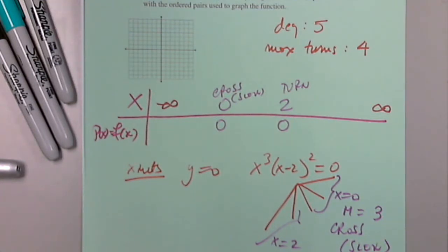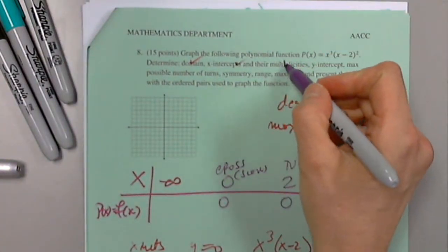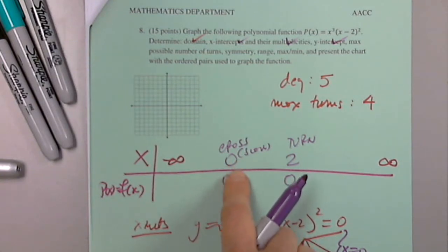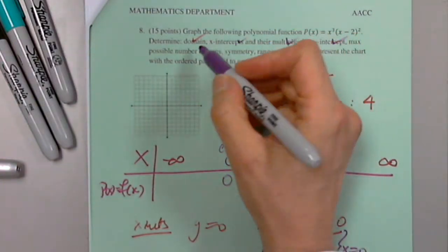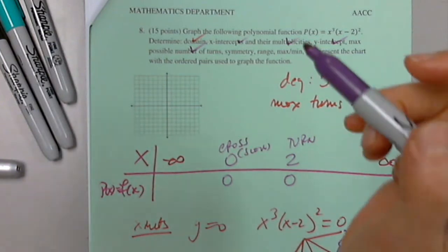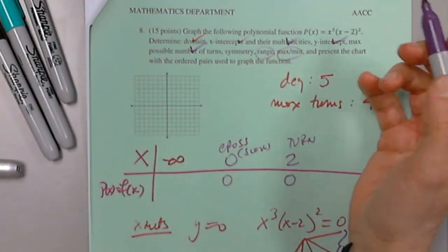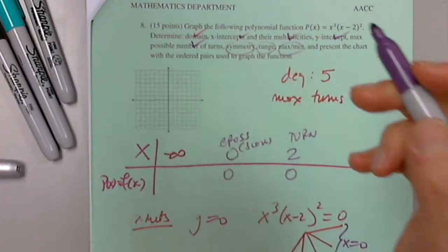Okay, now I need the end behavior. So let's go through the list. So x-intercepts and their multiplicities. The y-intercept, it's very clear when x is 0. That's done already. Maximum possible number of turns is done. Max min with a calculator, range after I graph it, and symmetry.